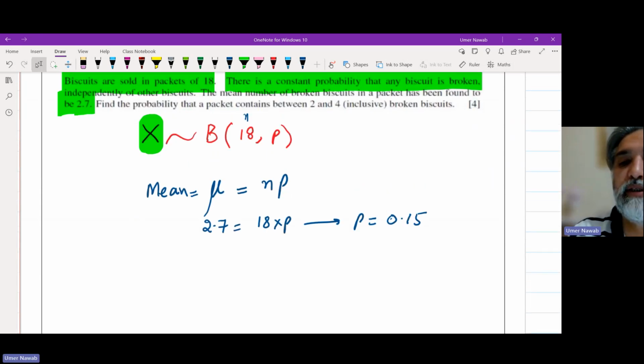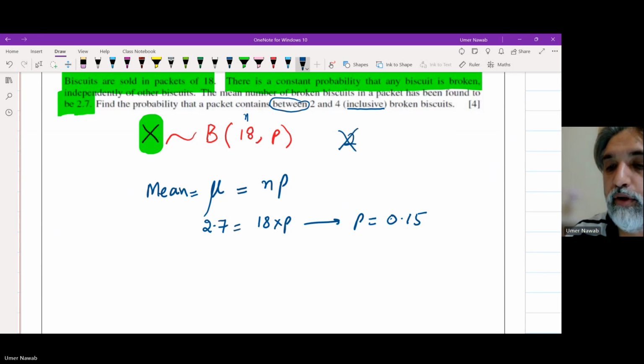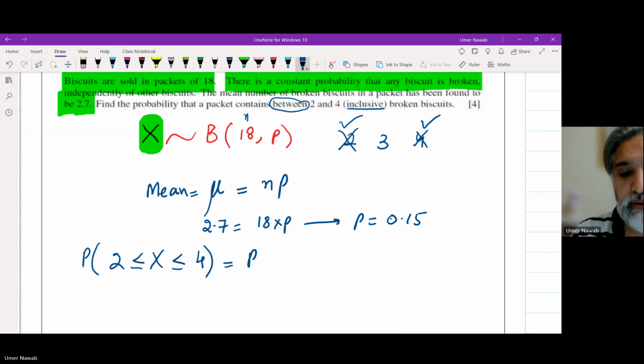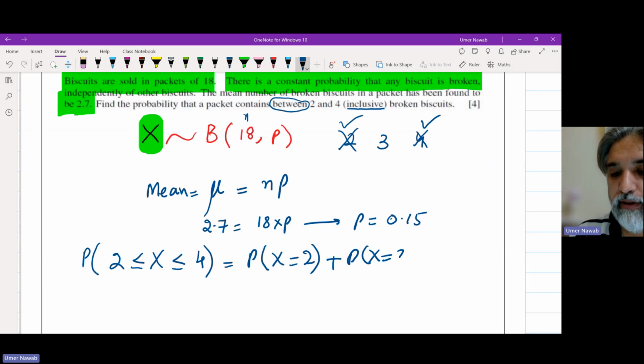Now, in this question, he said I have to find the probability that the packet contains 2 biscuits, 3 biscuits, or 4 biscuits, because he wrote inclusive. When the word between is written, it means between, not 2, not 4, only 3. But when he uses the word inclusive, I have to take the endpoints as well. So he's asking you, what is the probability of X from 2 to 4? So there are 3 cases. You have to find the probability of X is equal to 2, X is equal to 3, and X is equal to 4.